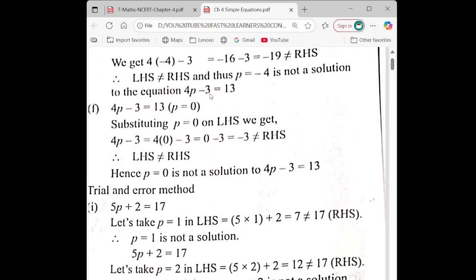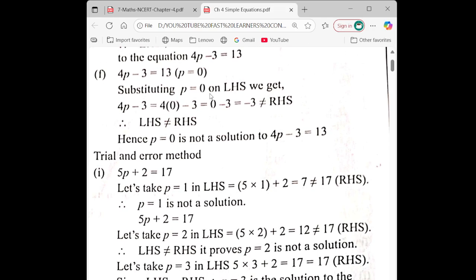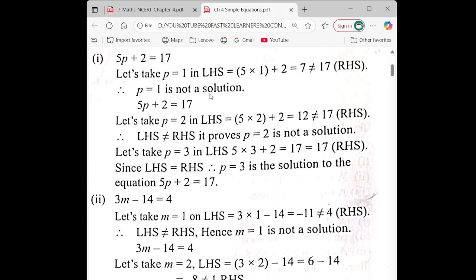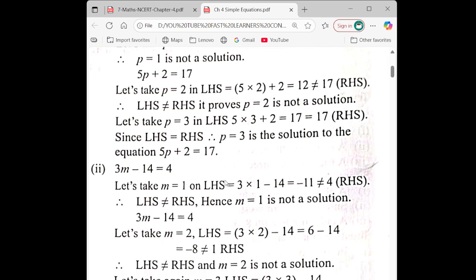See here, we have started with P equal to 1. First we took P equal to 1, we are not getting the answer, the first time we are getting 7 here. Then we took P equal to 2. So the second time we got 12 here. The third time we took P equal to 3 and we got 17 here. So yes, P equal to 3 is the correct value.